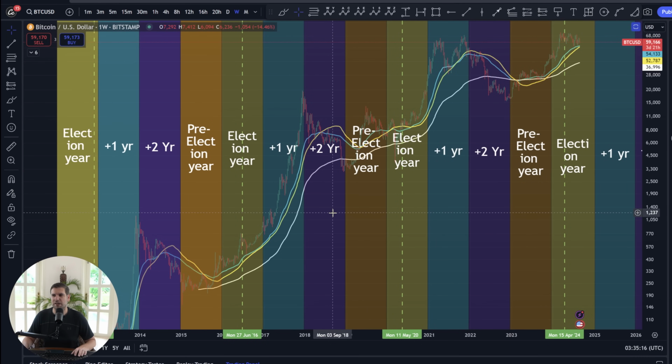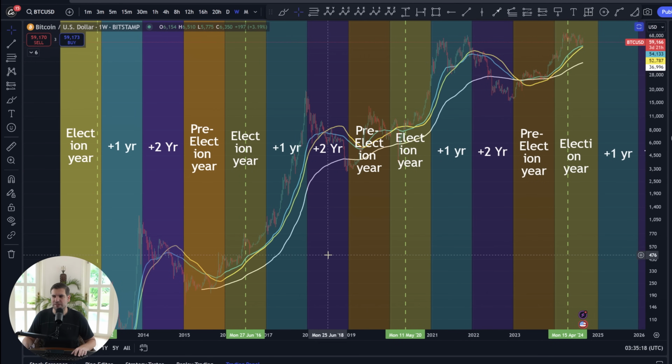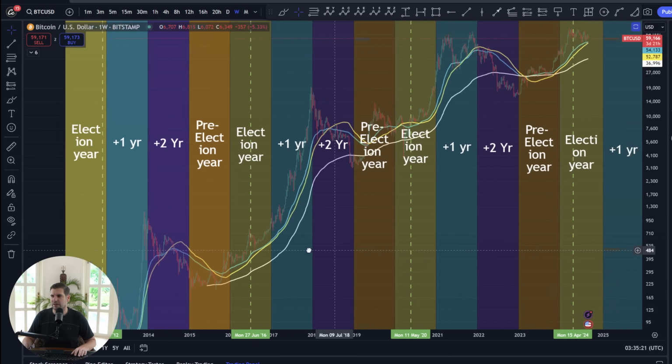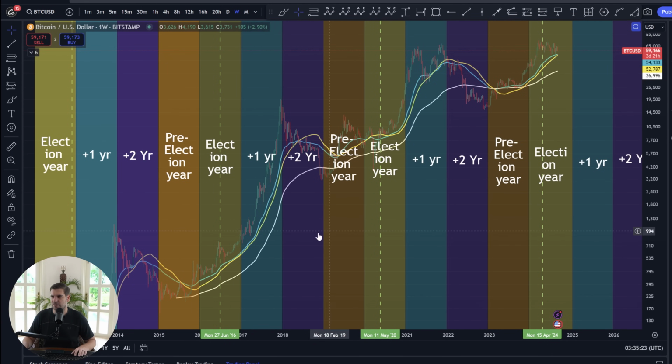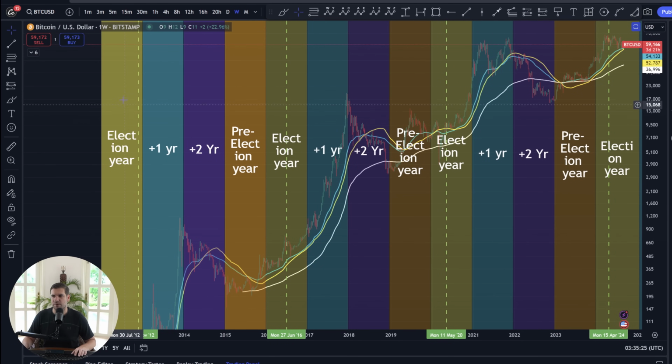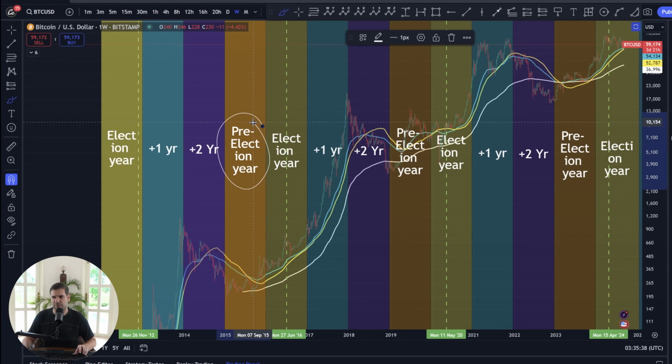Okay, so this is Bitcoin paired up with the US dollar on the 1 week Bitstamp chart, and you can see here that we have these big bars coming down the charts, right? There's basically 4 colors to this. We have yellow, blue, purple, and orange. Basically, we have the election year, followed by 1 year after the election, 2 years after the election, and then a pre-election year, or +3, depending on how you want to look at it, and of course an election year. Okay, so we have a 4-year cycle. So we have the election year, 1, 2, 3, or pre-election year, and then we get back into the cycle.